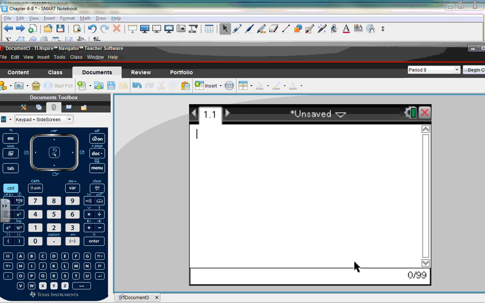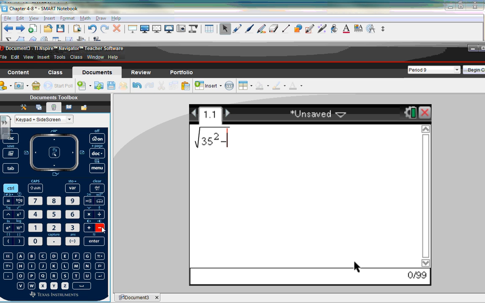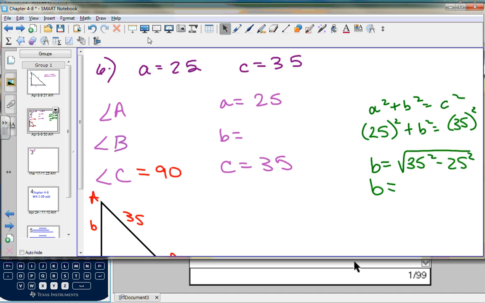Okay? Now, we're going to type in the square root of 35 squared minus 25 squared and hit enter. And what does that give me? 24.49. It says in the directions to go 2 decimal places. So now that I know what b is, it's 24.49. I come over here and I write it in my blank. So I have all 3 of my sides, correct?